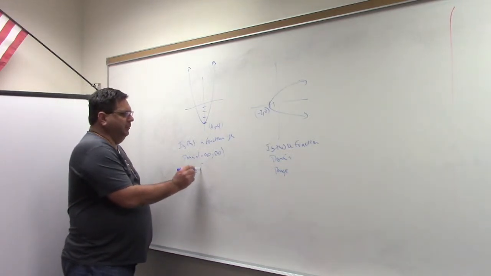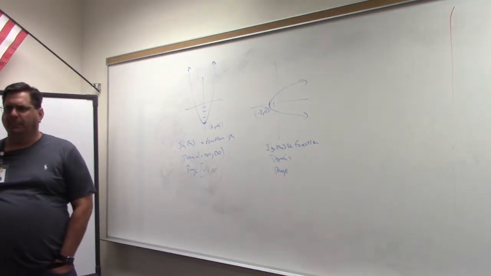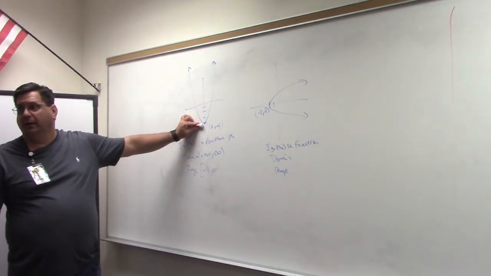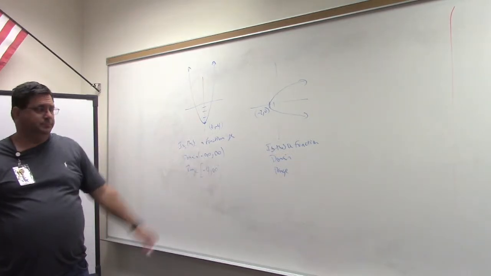Negative 4 to infinity. We're going to put a bracket on negative 4. Why is there a bracket? Because it touches negative 4. Up to and touching negative 4.